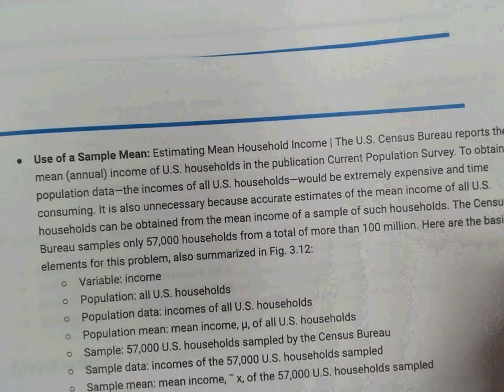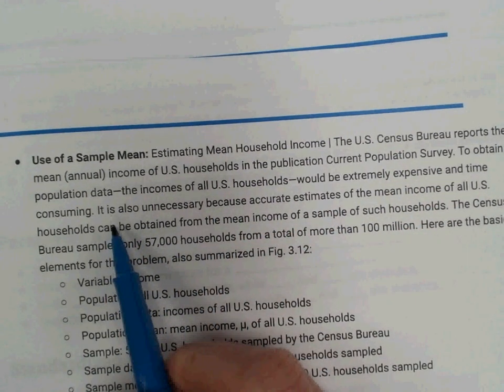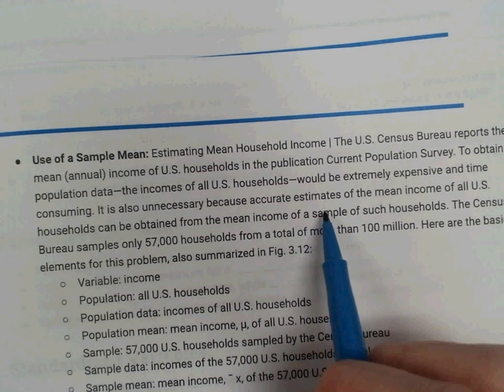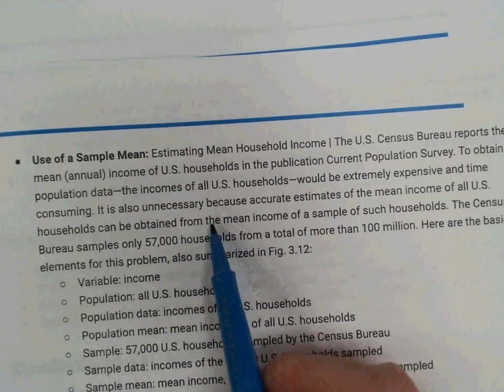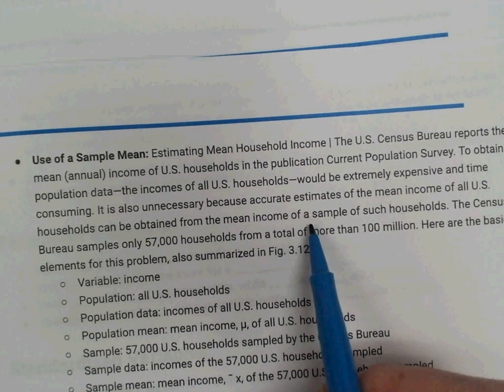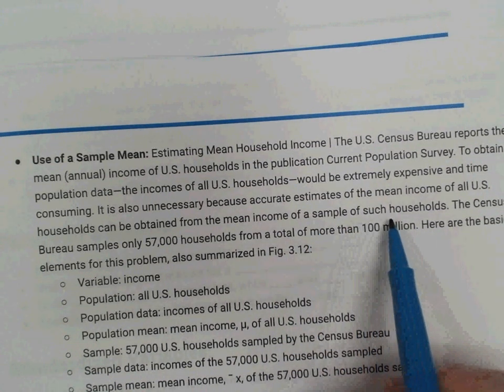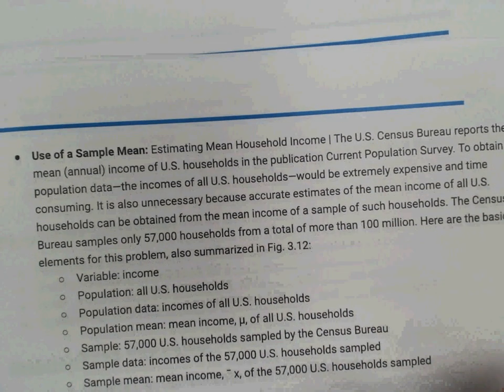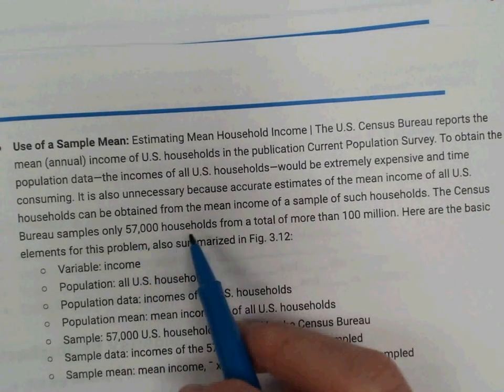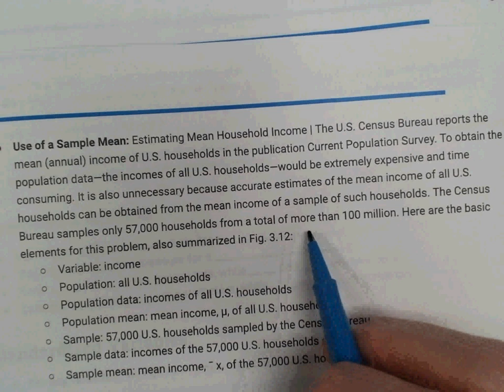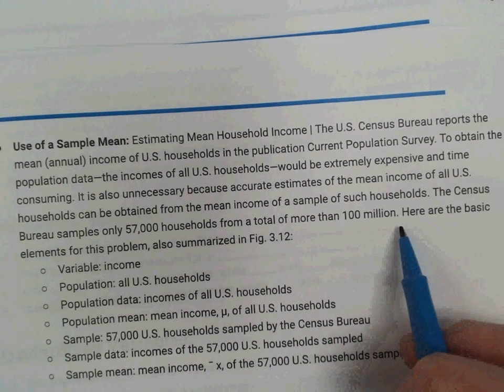We've talked about this before, right? It is also unnecessary because accurate estimates of the mean income of all U.S. households can be obtained from the mean income of a sample of such households. Right? If we have a good sample size, we can use it to estimate. The Census Bureau samples only 57,000 households from a total of more than 100 million.